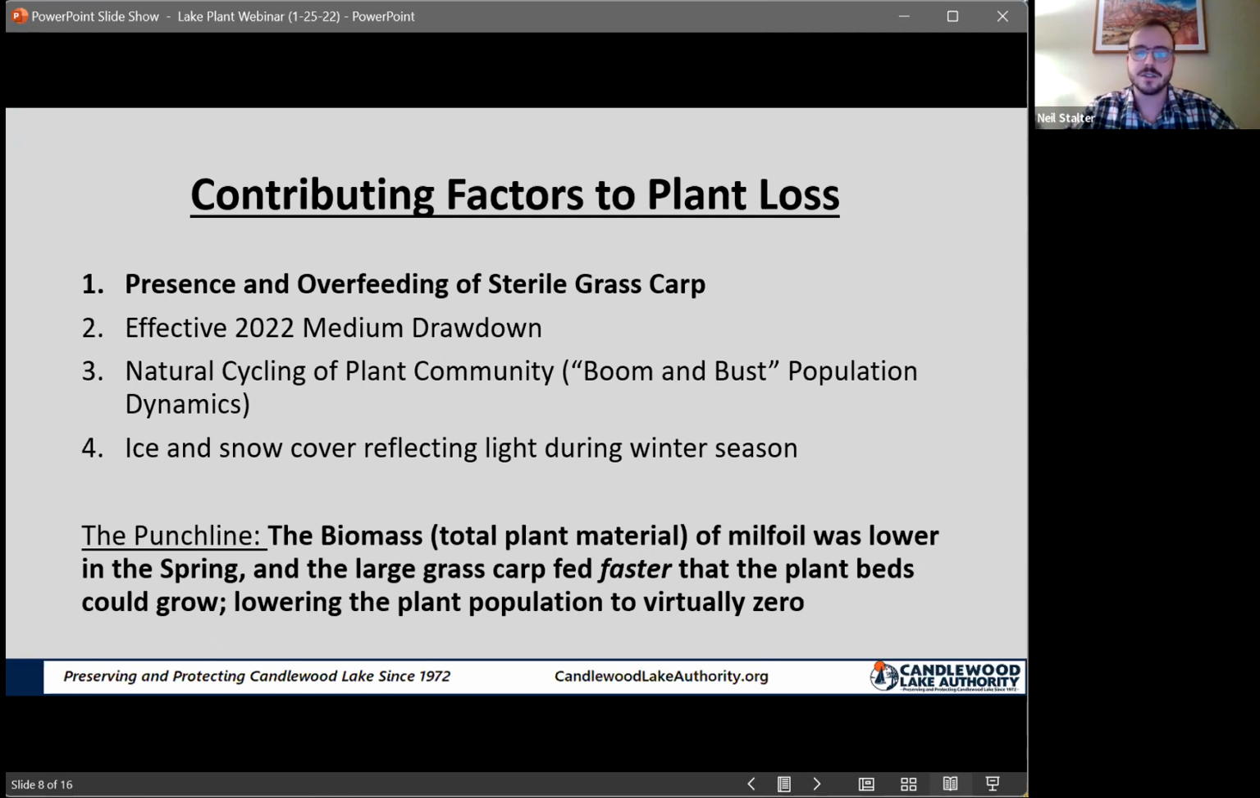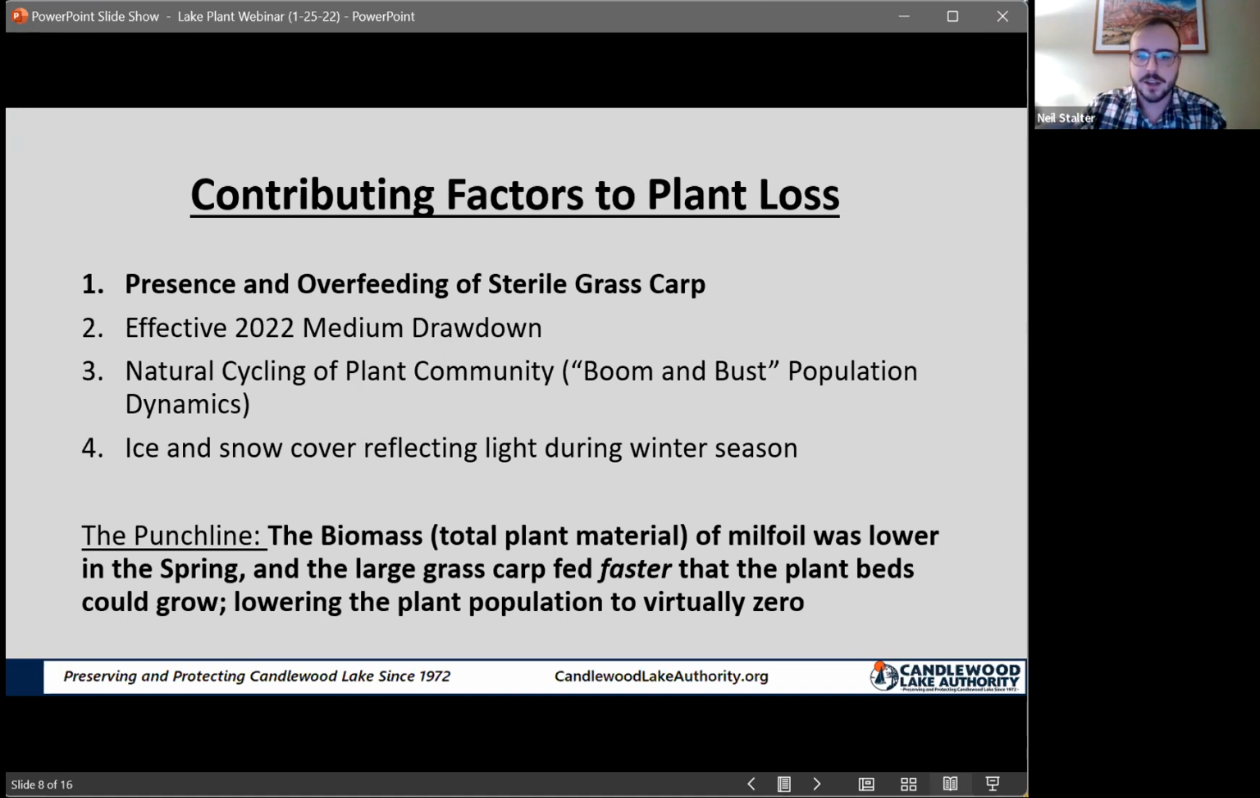So I'm talking about all these factors. What does this all mean, right? What am I saying? So the punchline really is that the total biomass of milfoil, the amount of plant material in the spring, was at a lower level than what we have normally experienced. And the large carp that are present in the lake began feeding at a rate that was faster than that lower level of plants could grow. So the carp effectively, quote unquote, won the race against the plants and lowered the population to virtually zero.